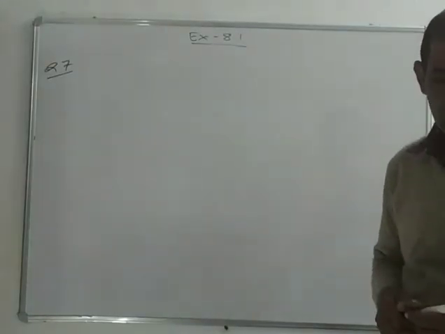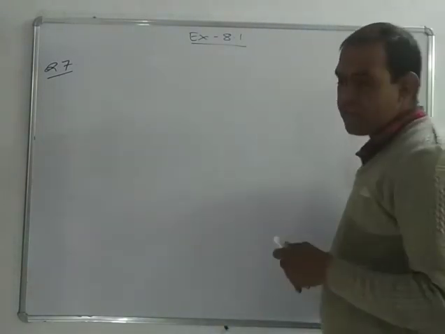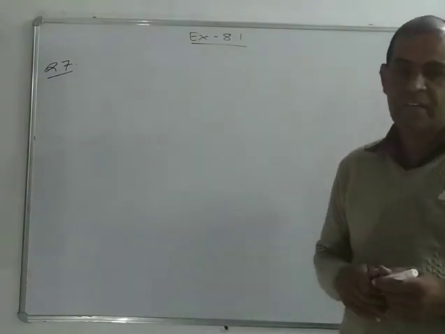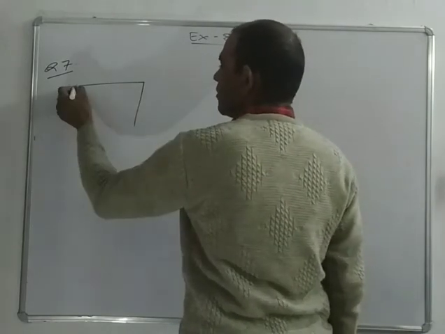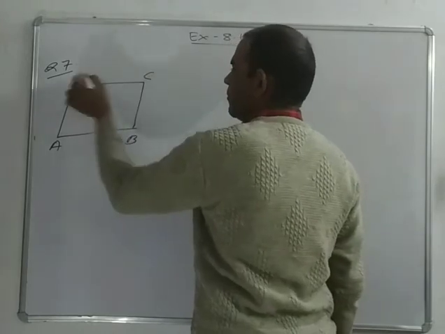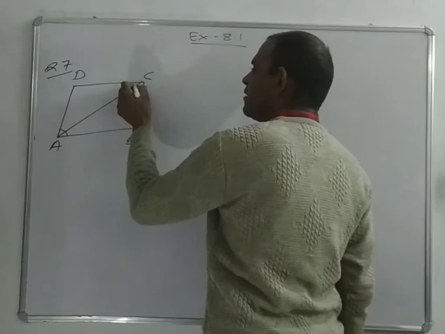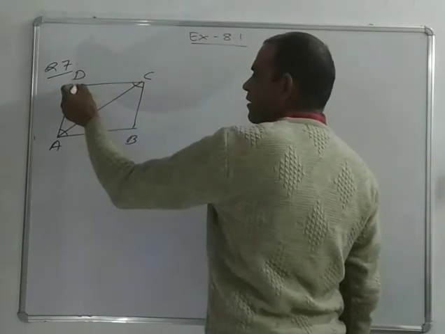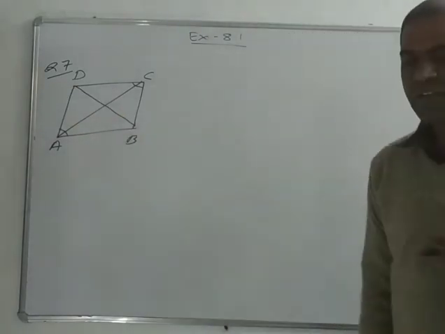Next question is question number 7. ABCD is a rhombus and show that diagonal AC bisects angle A as well as angle C, and diagonal BD bisects angle B as well as angle D.